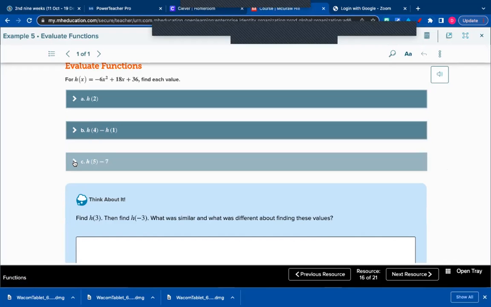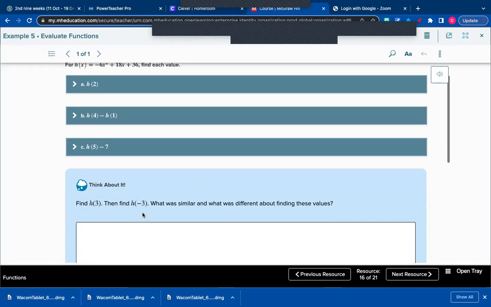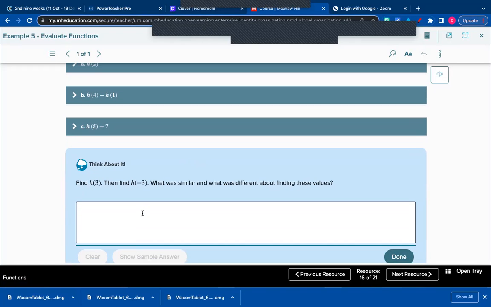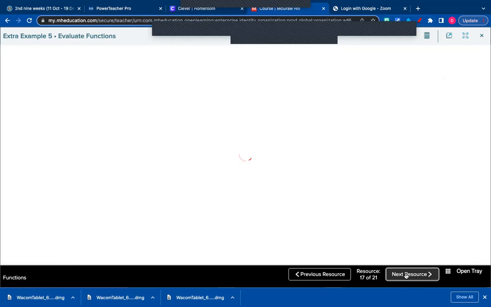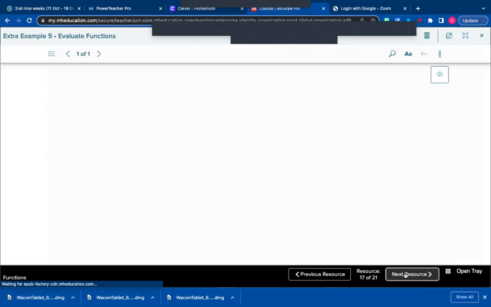Even if you already know the answer, see if you can get the same answer. Look, find h of 3, then find h of negative 3. What's the same and what's different about those? Interesting. So here's another example evaluating functions.